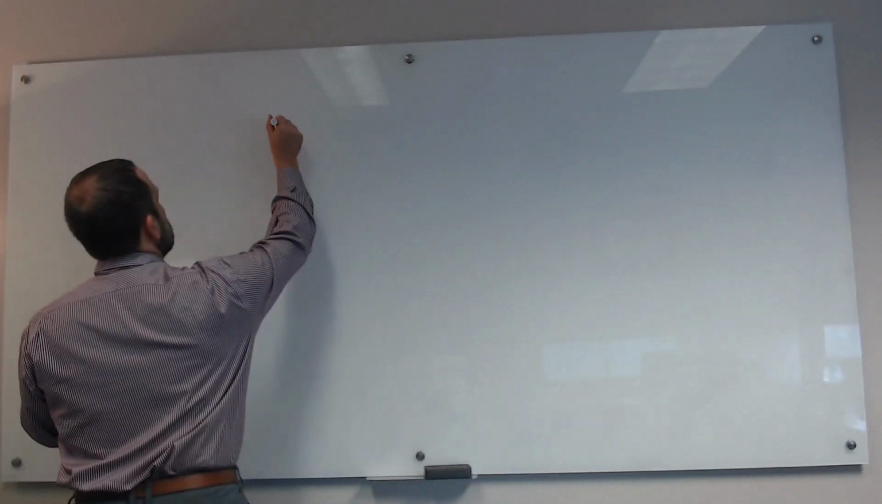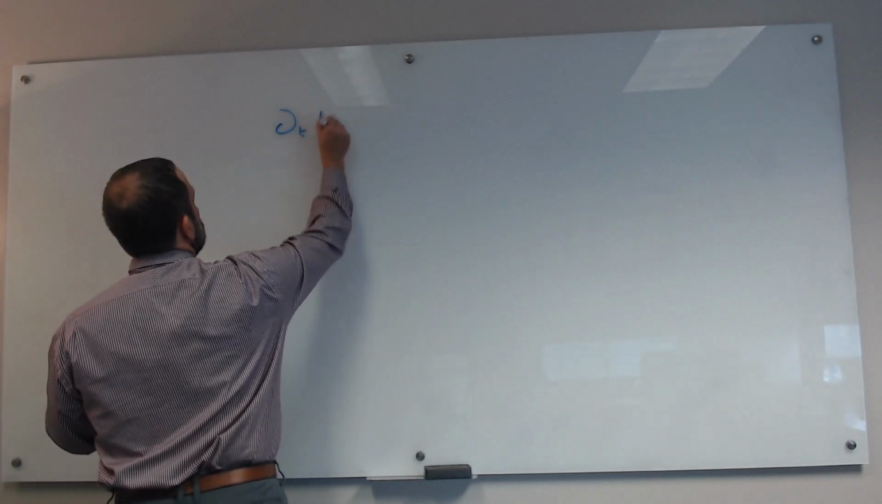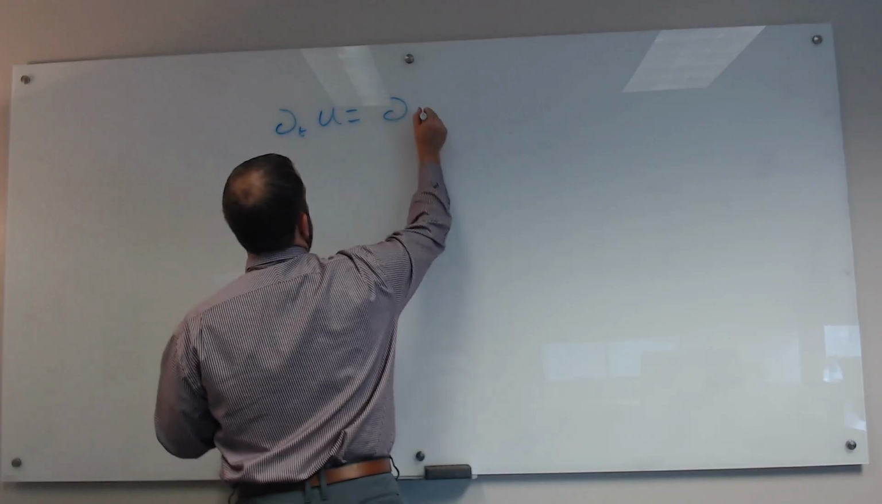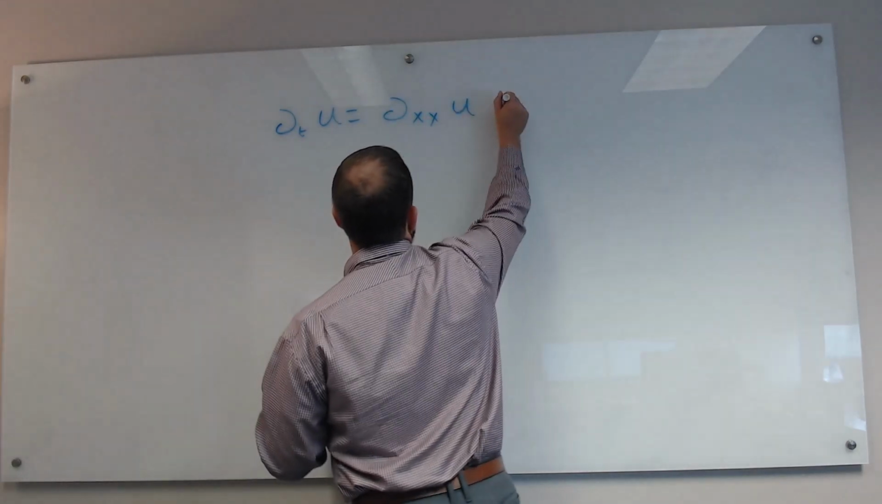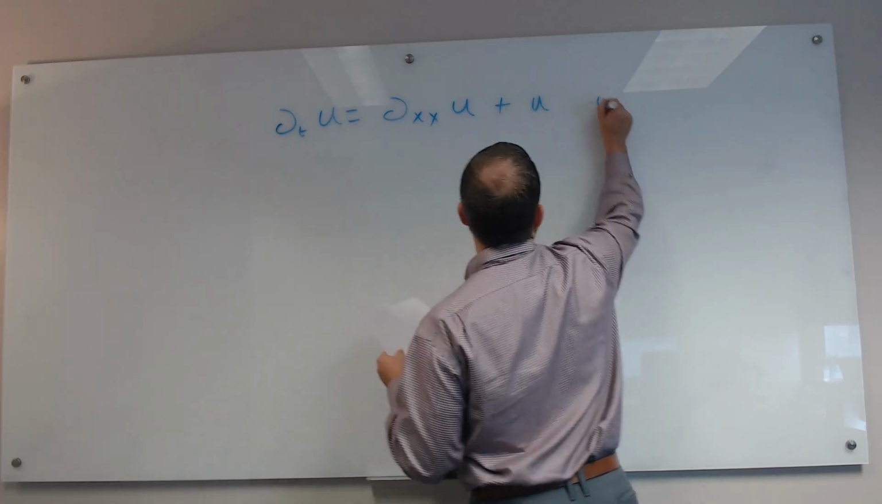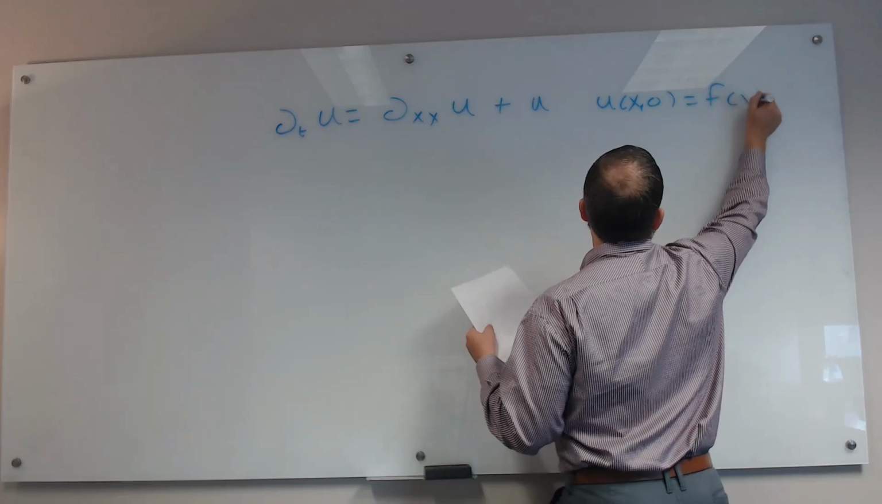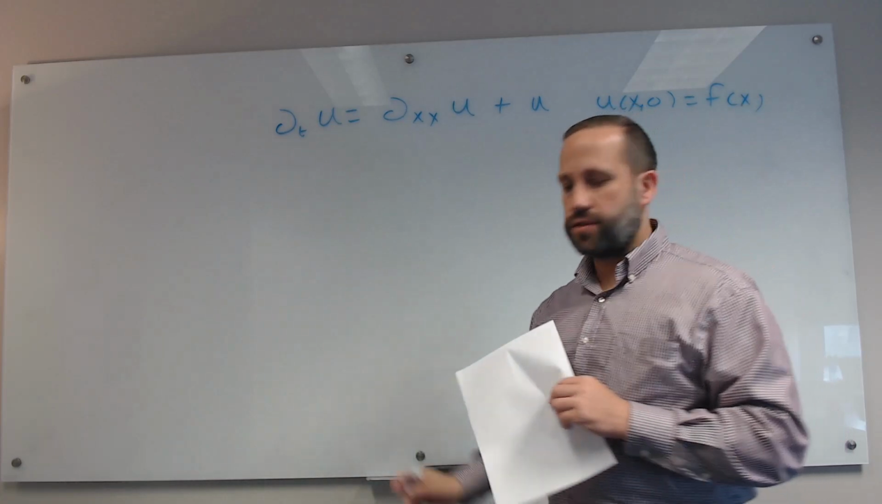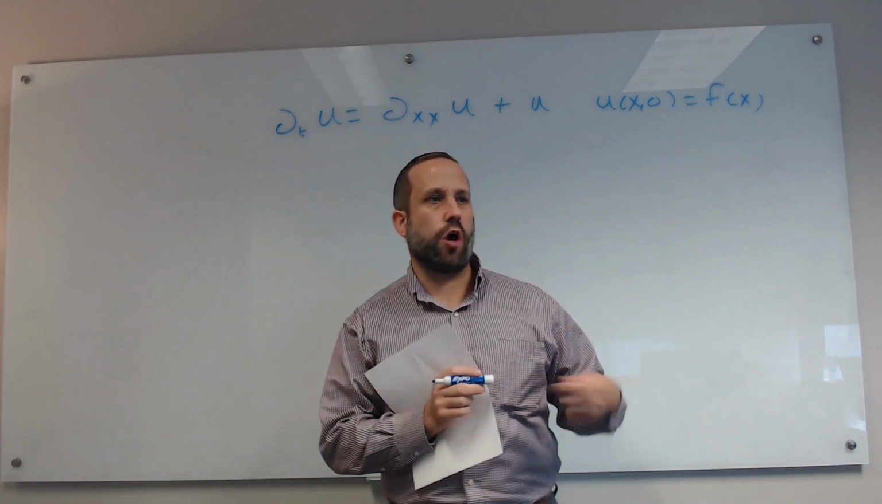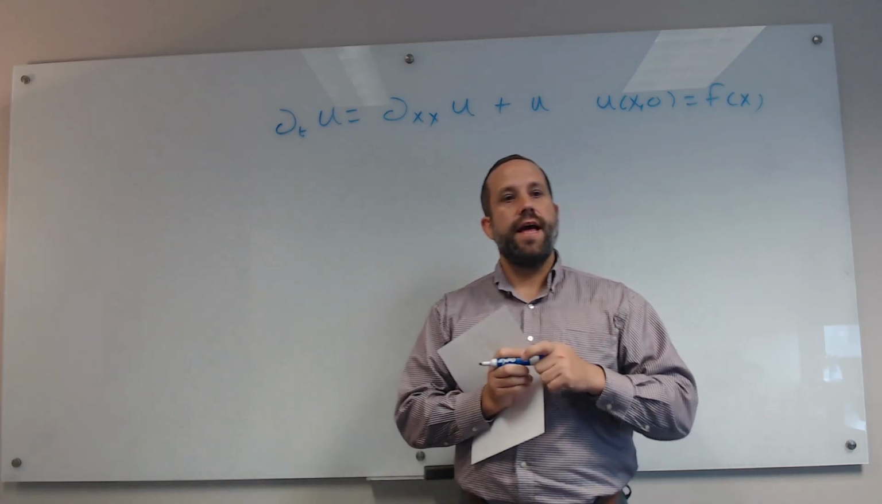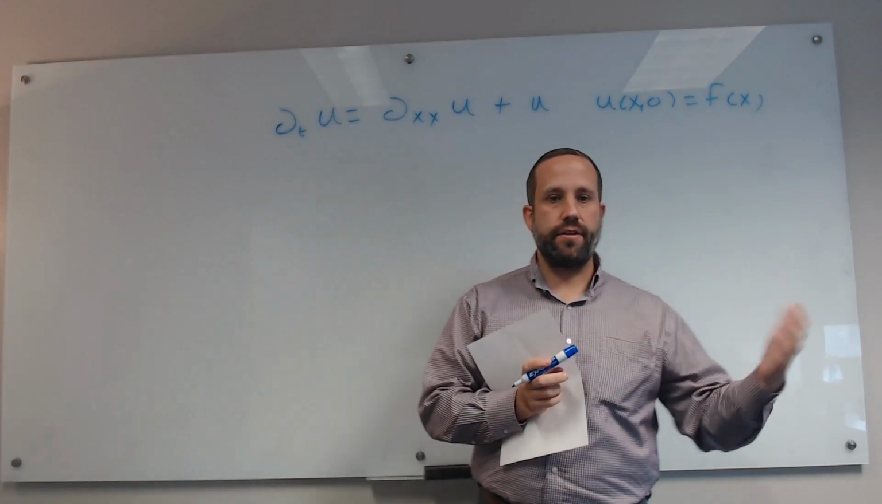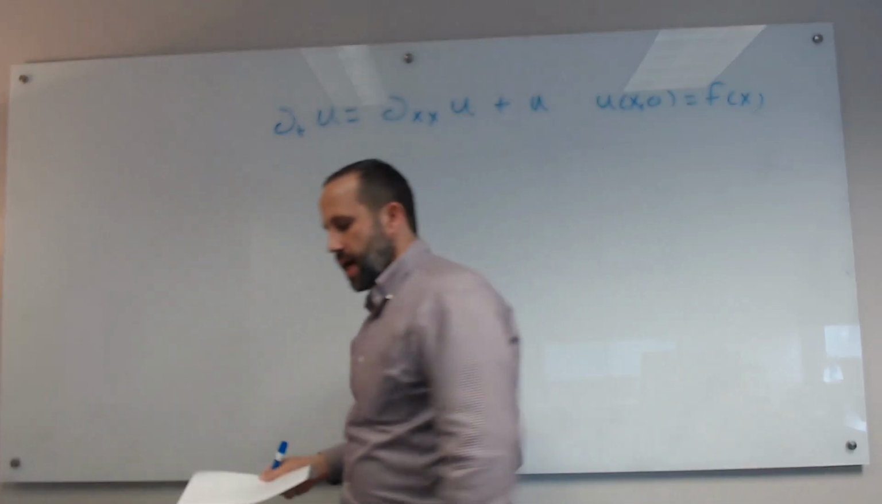Let's say the problem is the t derivative of u is equal to the double x derivative of u plus u, and we're given u of x, 0 is equal to f of x, and it says solve this using Fourier transforms, and you've got to start from the beginning of Fourier transforms, taking Fourier transforms of both sides and doing the procedure that we did in class.